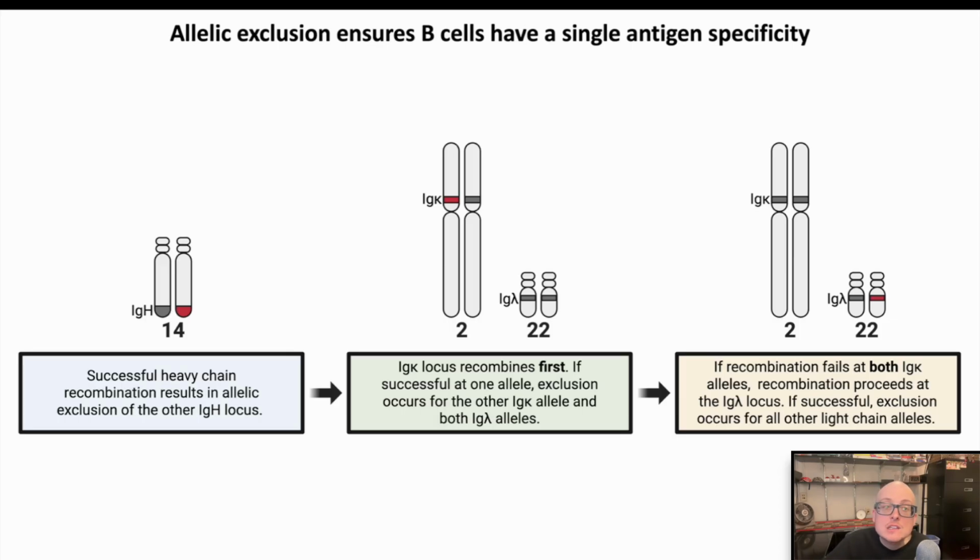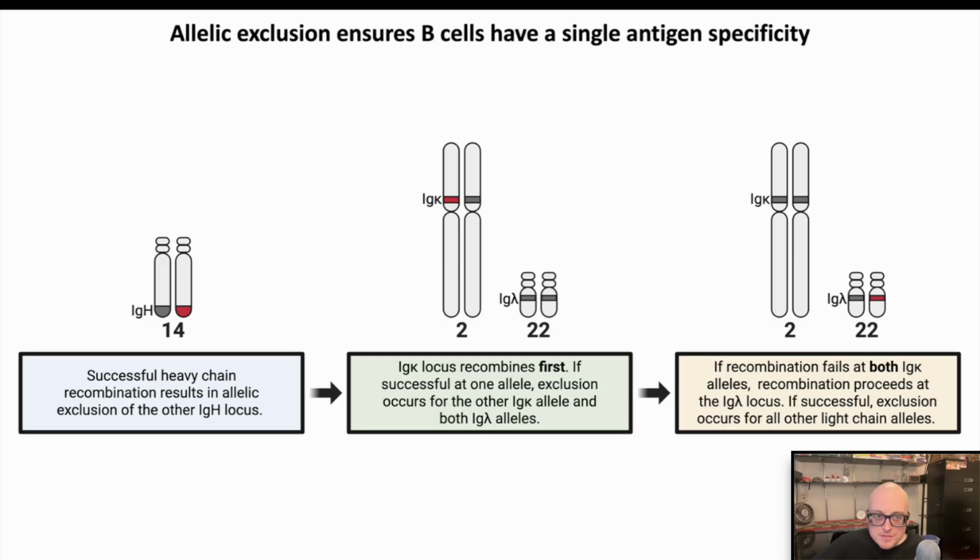So we call this allelic exclusion of the other heavy chain locus. If you're lucky enough to successfully recombine a heavy chain on the first attempt, on the first chromosome that you go for, and that is successful, that will similarly transmit a signal that will allelically exclude the other chromosome before recombination even happens.